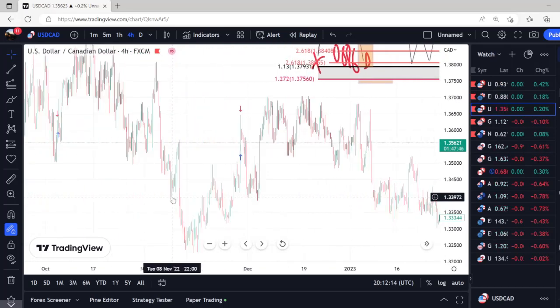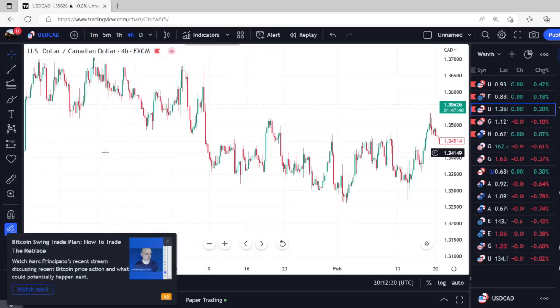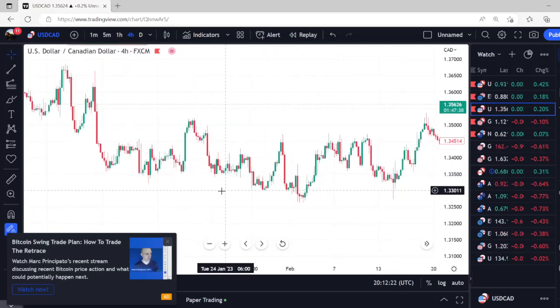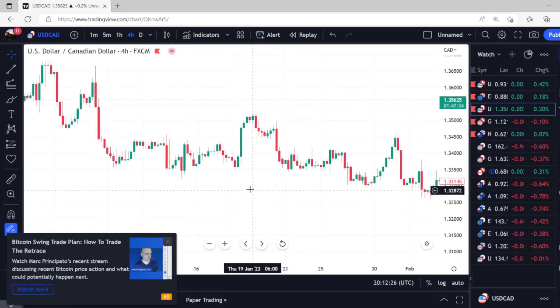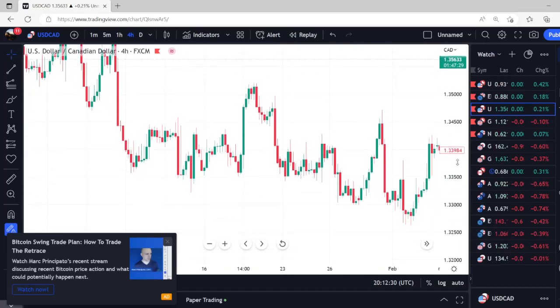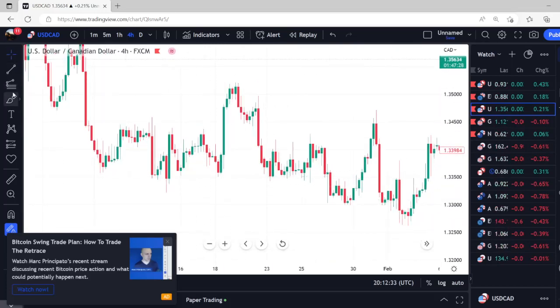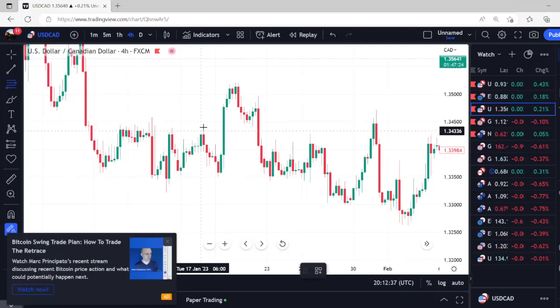So what we're looking for, remember, is M and W patterns. That's what we're looking for essentially, to measure the legs. So for example, we have this push up here, an impulsive leg to the upside, and then we had a pullback, and we had a push up again, and then we dropped.